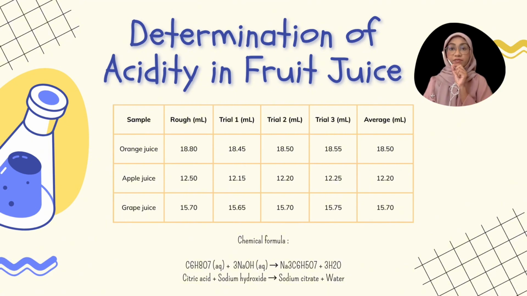Based on the average titration value, orange juice recorded the highest average volume of sodium hydroxide used, which was 18.50 milliliters. This indicates that the orange juice had the highest acidity among the 3 samples because more sodium hydroxide was required to neutralize the acid present. Next, grape juice recorded an average titration value of 15.70 milliliters, showing a moderate level of acidity. Lastly, apple juice had the lowest average titration value of 12.20 milliliters, indicating that it contained the lowest amount of acid. The smallest difference between the 3 trials for each sample showed that the titration technique was carried out consistently, producing precise and reliable results.